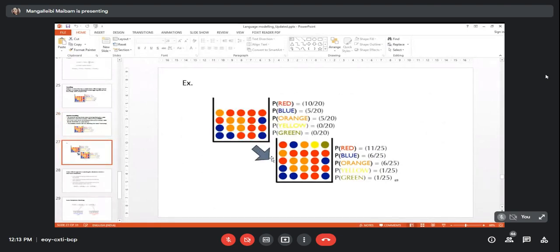So you can see the difference here. This was initially before the normal collection, and this has been added one ball for each color, add one smoothing. This is without add 1. This second one is with add 1 smoothing. So in without add 1, the probability of yellow and green are 0, whereas after add 1, the probability becomes a non-zero value.